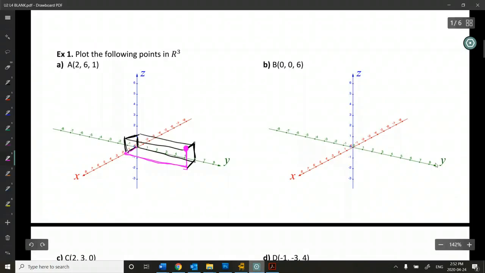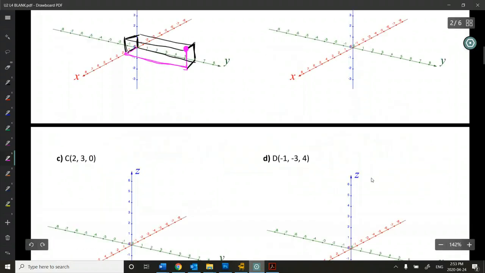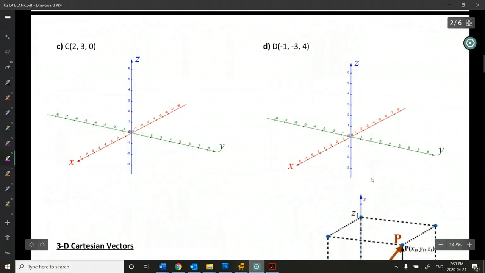Great, let's try 0, 0, 6. 0, 0, 6 is actually an intercept. This is 0 for X, 0 for Y, and up 6 units on the Z axis. So it literally just intersects the Z axis at 6. And then 2, 3, 0, so go out 2 on the positive X axis, go right 3, and we're not going up or down at all. So this is actually flat with the XY plane.